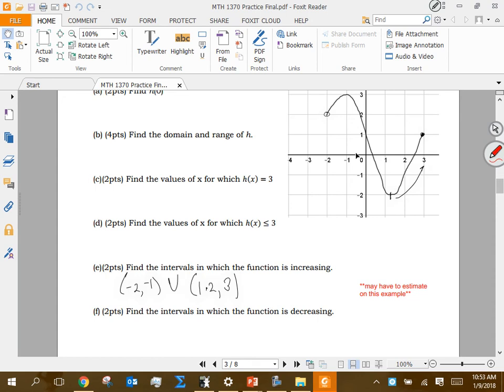Now, if it's asking me where it's decreasing, decreasing would be from there to there. So from an x value of -1 to an x value of 1.2 maybe, that thing is decreasing. If you know where it's increasing, you also know where it is decreasing.